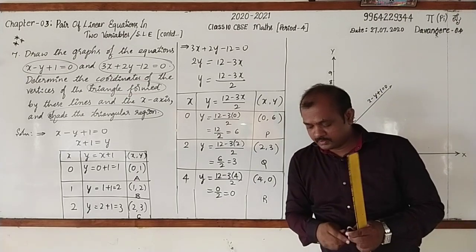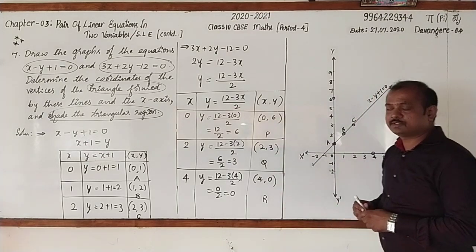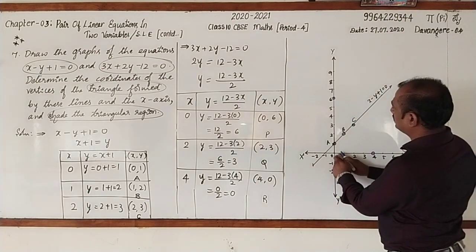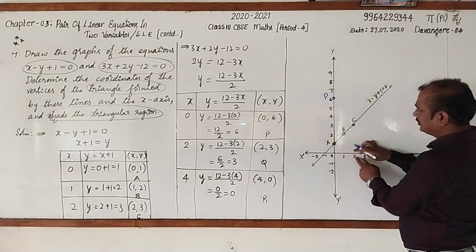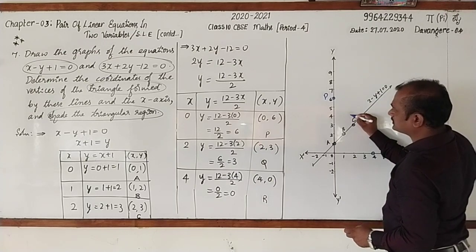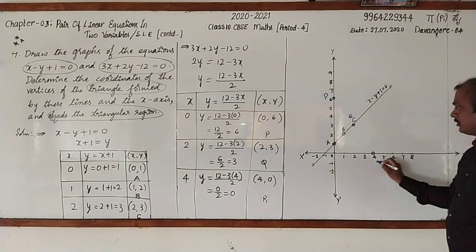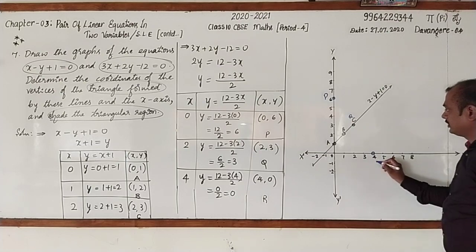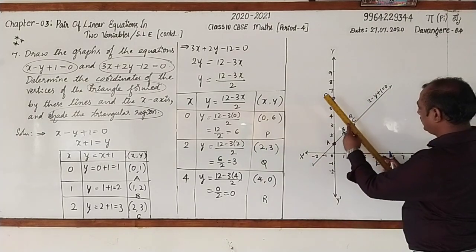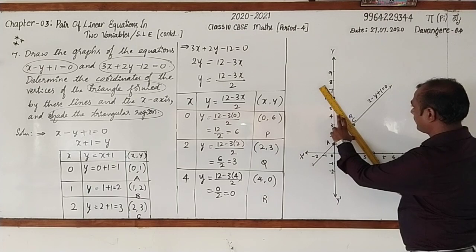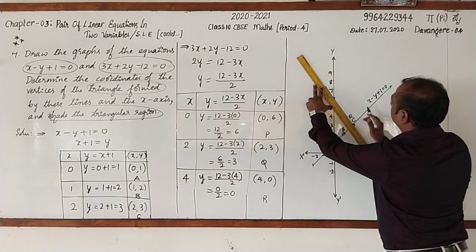Next, let's move on to mark P, Q and R, where P is 0, 6. When x is 0, y is 6. It is P. Q is 2, 3. When x is 2, y is 3. It will intersect here. This is Q. Both C and Q are same. And R is 4, 0. Here 4, 0. x is 4, y is 0. Call it as R. Let us go for joining these points, P, Q and R. Just keep observing. Yes, this is the line or the graph of the equation.